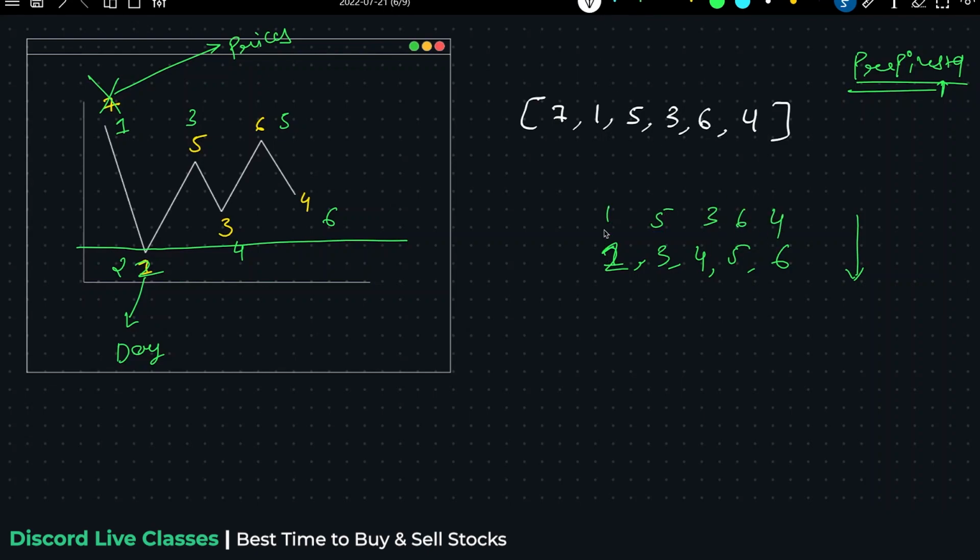And which day will I be choosing? If I buy the stock on the second day, then which day will I choose to sell the stock? Why the fifth day? Because if I sell this stock on the third day, what will happen? How much profit will I get? Tell me. Remember, 1 is basically the price, and the second is the day.